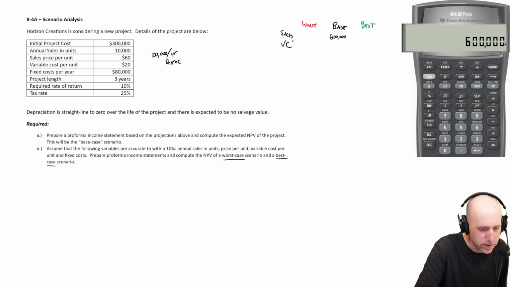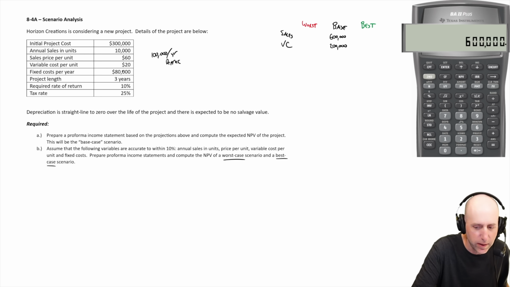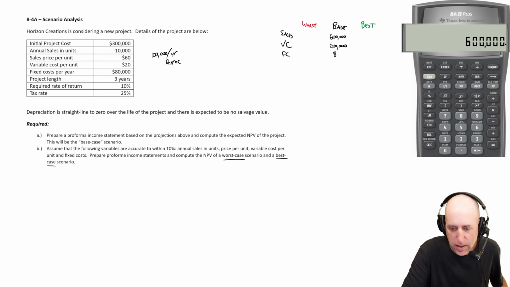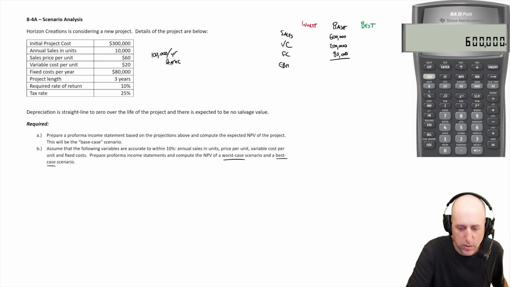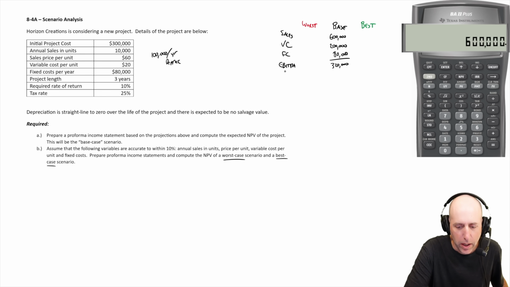Our variable costs here, $20 a unit. So that's 200,000 in variable costs. Our fixed costs, $80,000, bringing us down to earnings before interest, tax, depreciation, and amortization of $320, right? Just our sales revenue minus our costs gives us EBITDA. Our depreciation, we just said, was $100K. So our EBIT is $220.